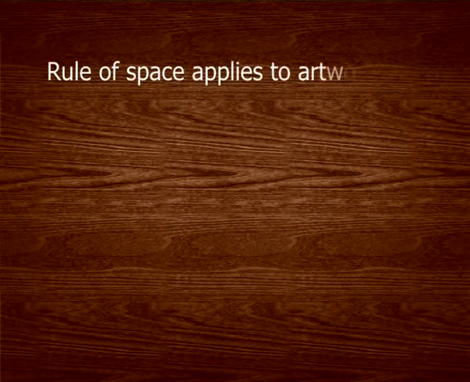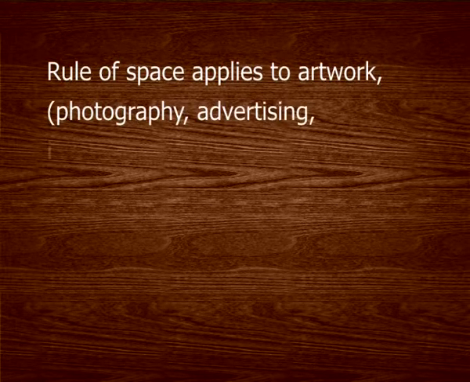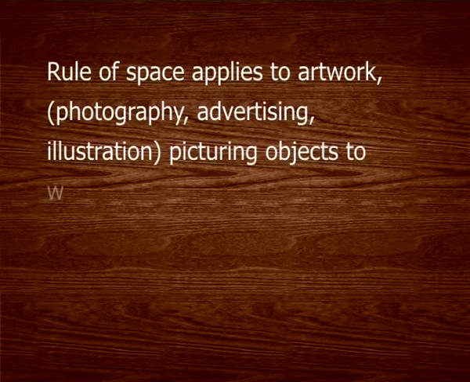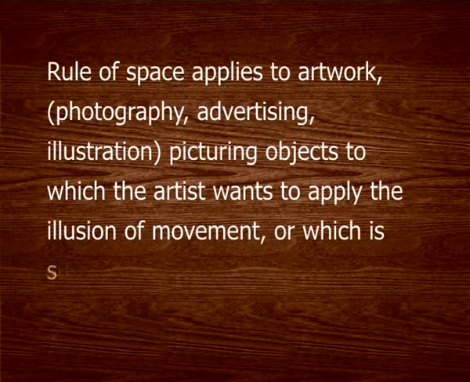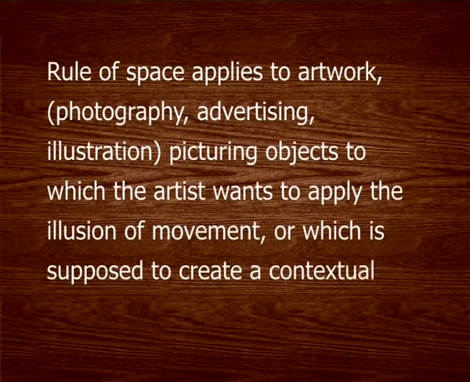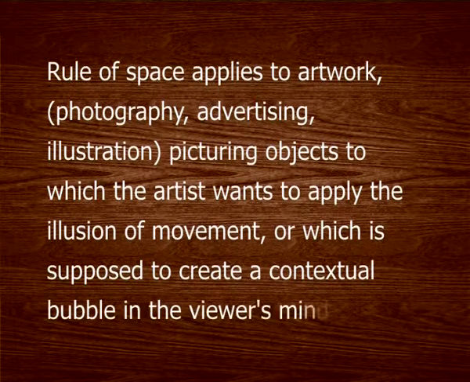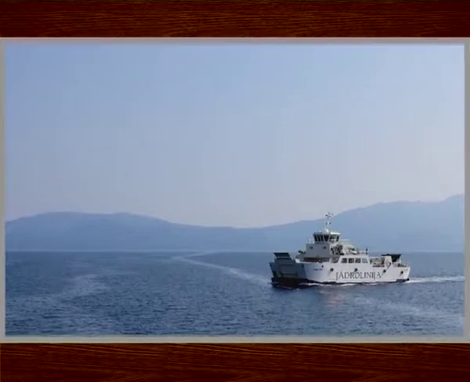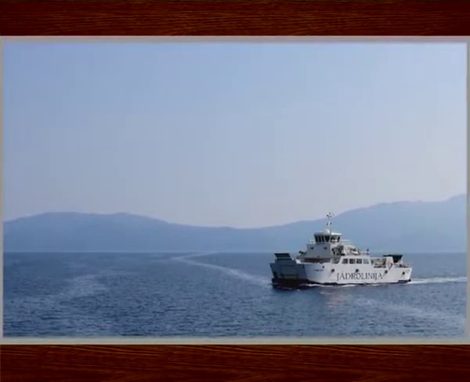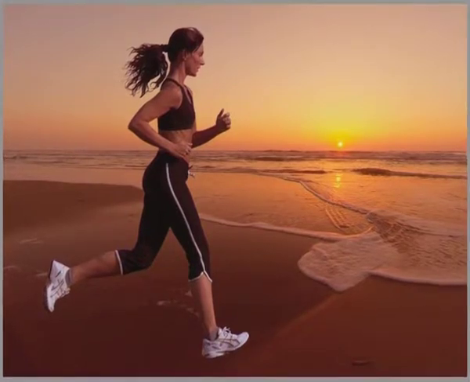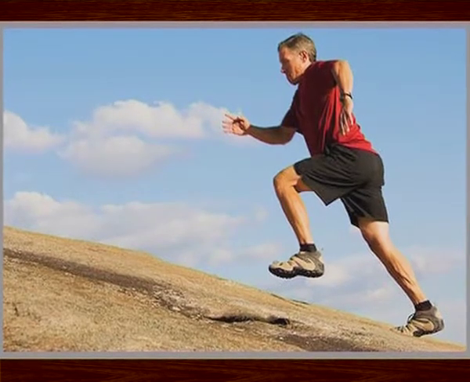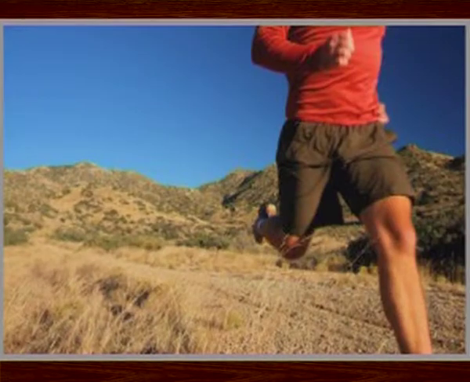The rule of space applies to artwork, photography, advertising, illustration, picturing objects to which the artist wants to apply the illusion of movement, or which is supposed to create a contextual bubble in the viewer's mind. This can be achieved, for instance, by leaving space in the direction the eyes of a portrait person are looking, or when picturing a runner, adding white space in front of him rather than behind him to indicate movement.